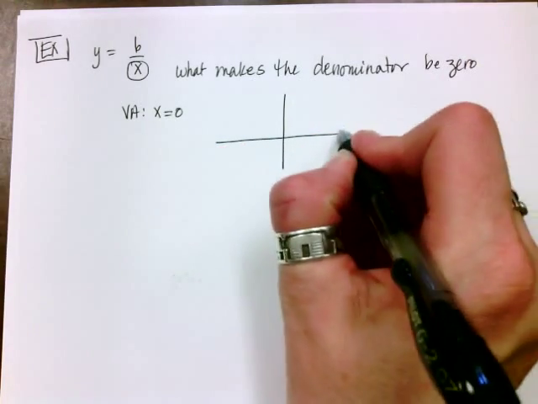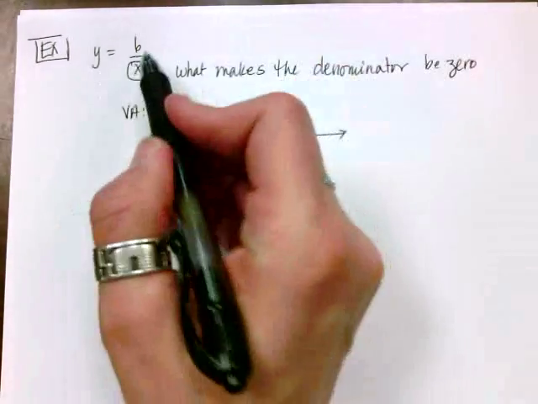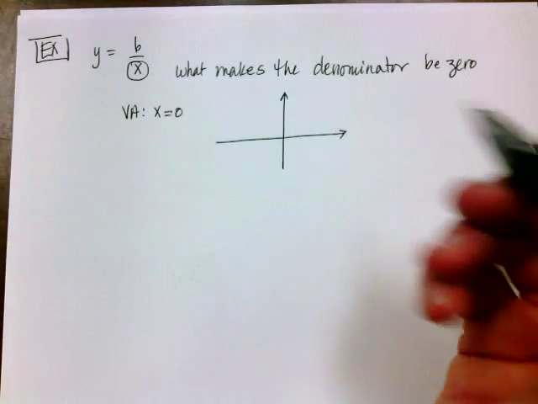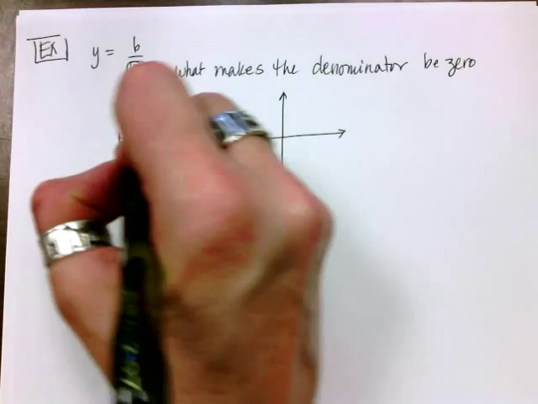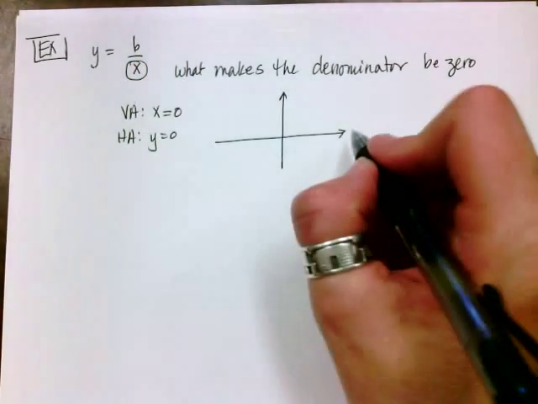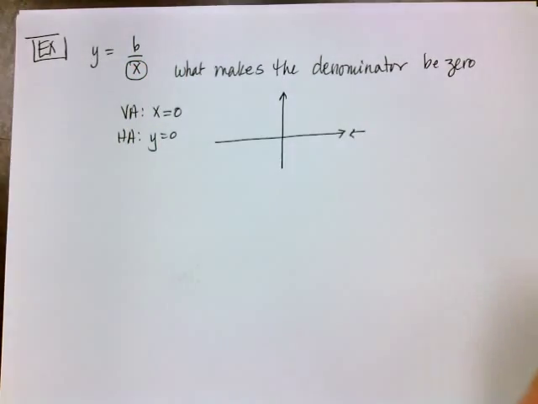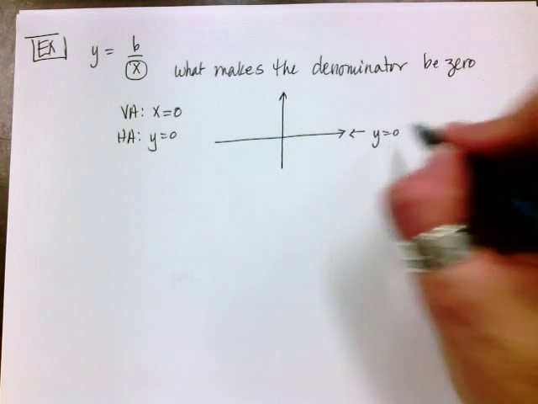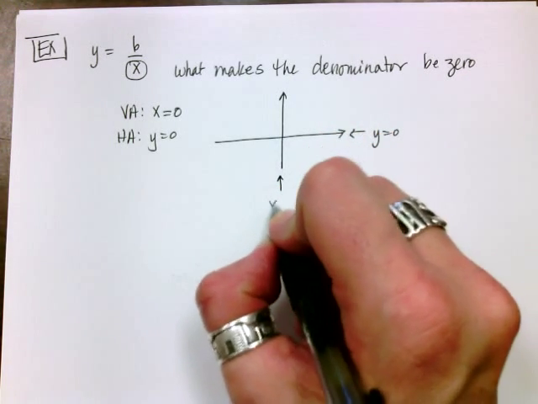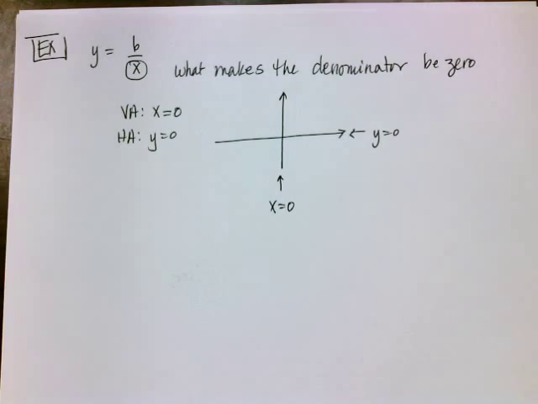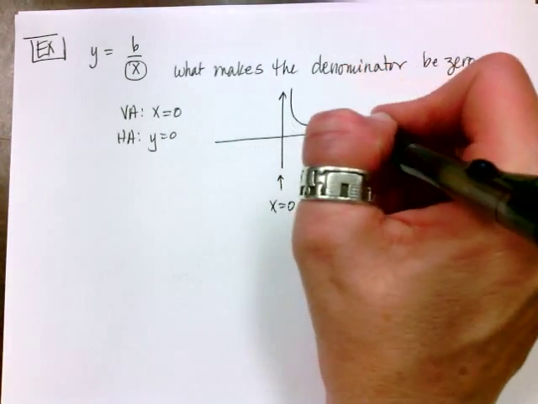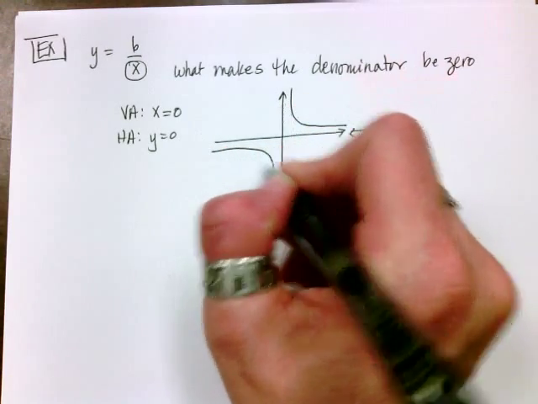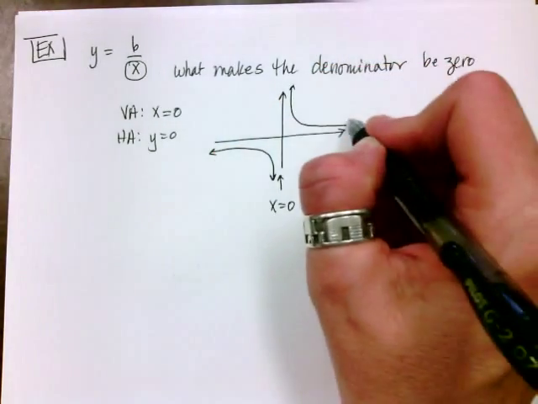I don't have another polynomial in the top other than the 6. So my vertical asymptote is x is equal to 0. My horizontal asymptote is going to be y is equal to 0. So this line right here is y is equal to 0. This line is x is equal to 0. My function is positive, my numerator is positive, so my branches still do the first and the third quadrants, okay?